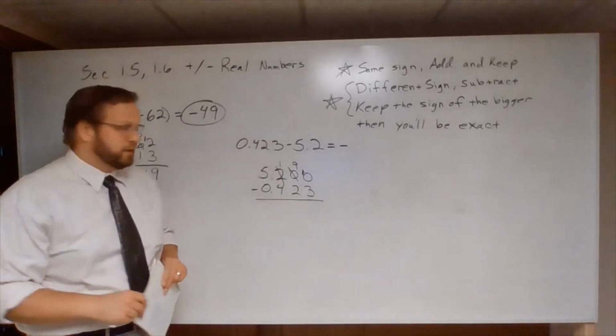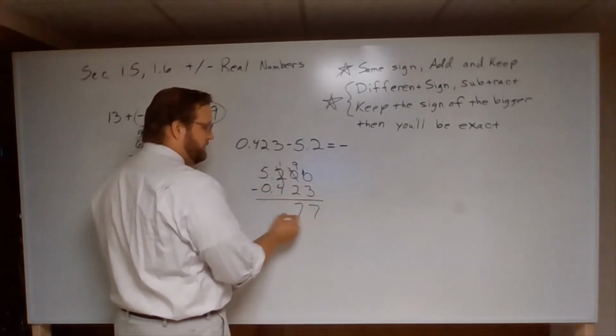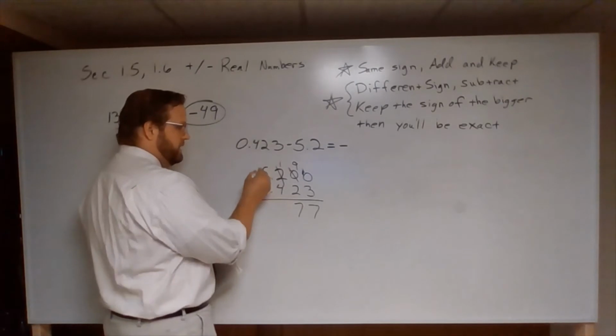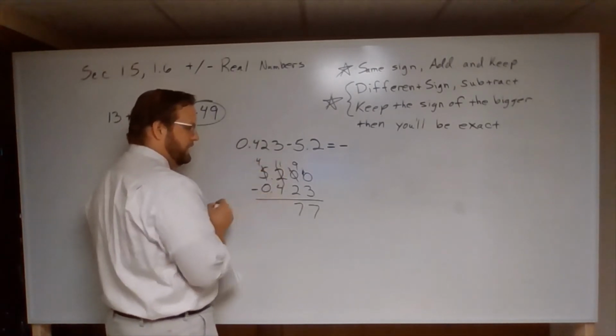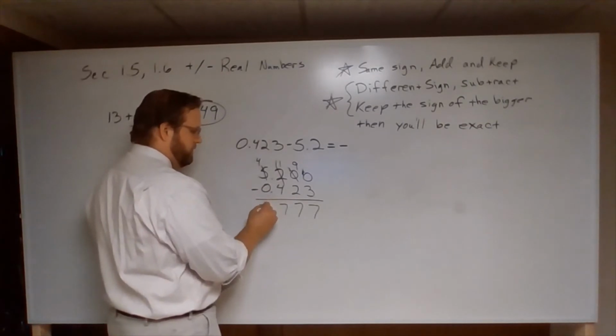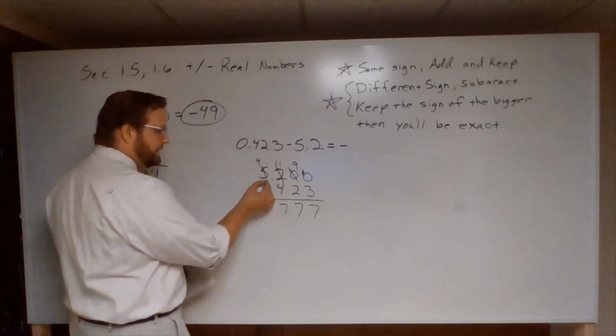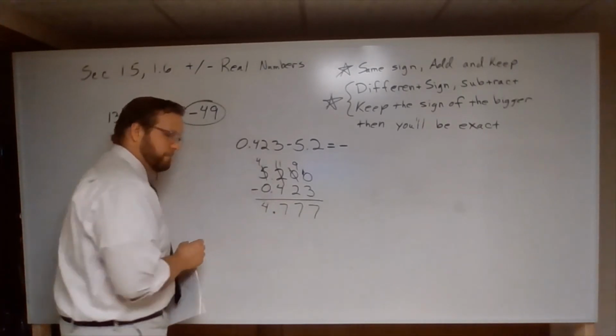And now I start subtracting. 10 minus 3 is 7. 9 minus 2 is 7. And then this right here, I have to do some borrowing again. 11 minus 4 is 7. And then 4 minus 0 is 4. Now, that decimal simply drops down.